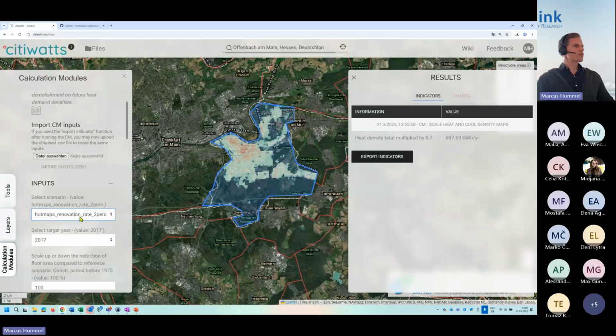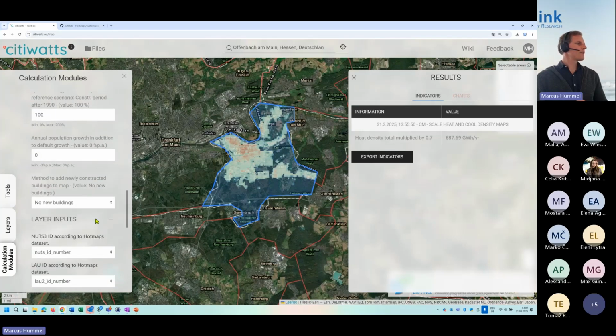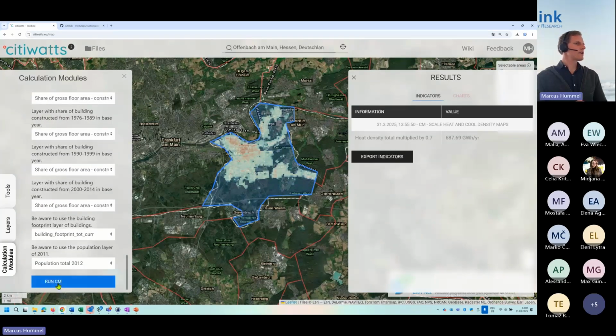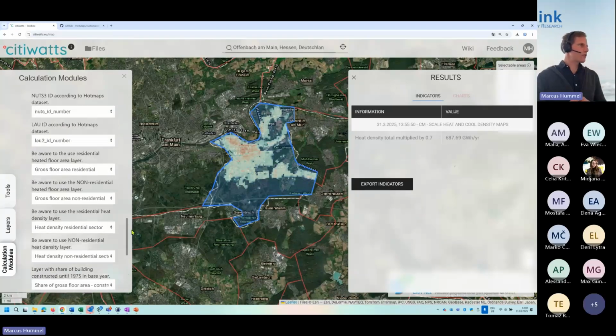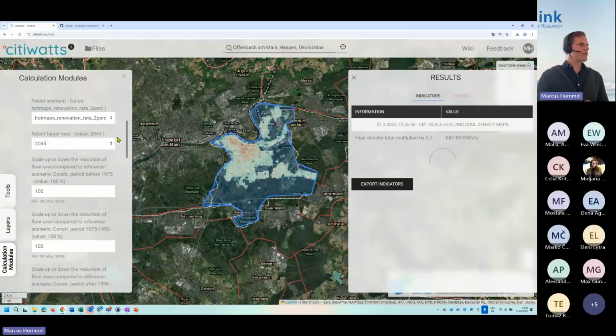And the idea is you choose one where you think this is a reasonable renovation rate, and then you calculate once, you choose then also the target year, and then I will just run the calculation right now so that you see the results. And in the meanwhile, I show you the input data that you can afterwards change. So the idea is you let it run and you have a look at the results, and then you can decide how to adapt them.